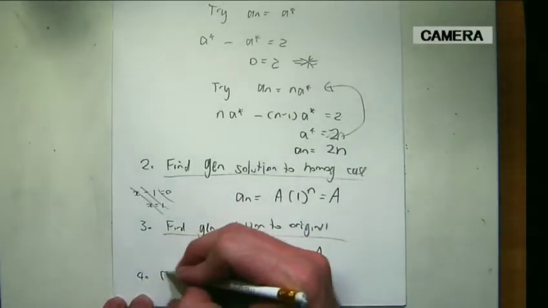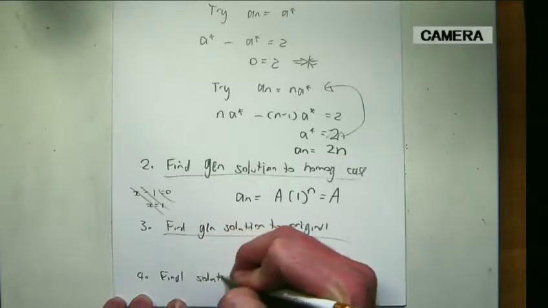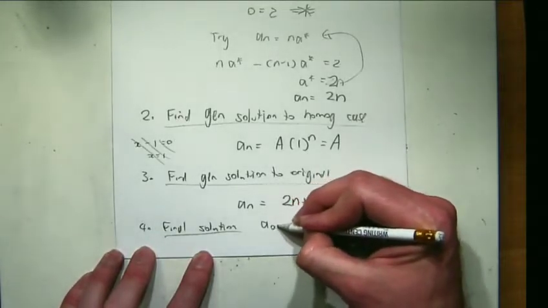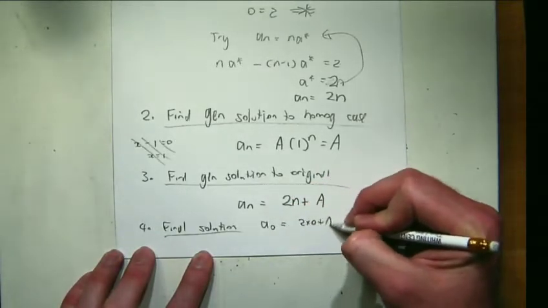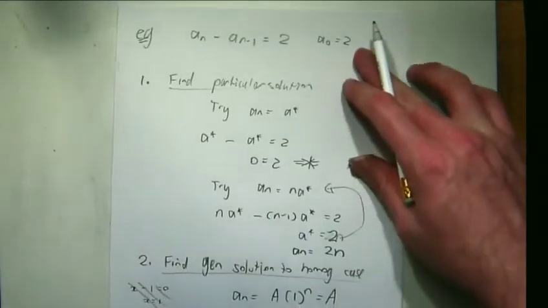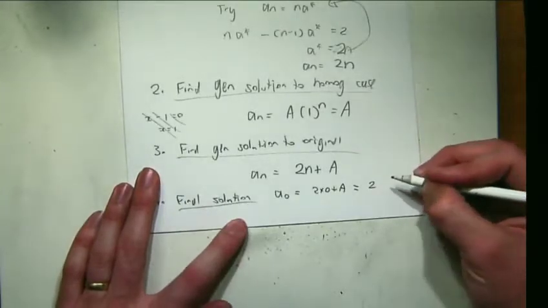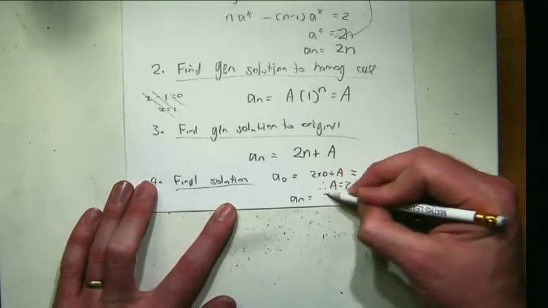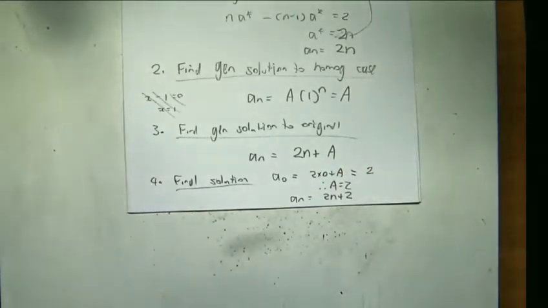And then step 4, final solution. I've got that a_0 would be 2 times 0 plus a, and a_0 was supposed to be equal to 2. And so therefore a equals 2, and so a_n is 2n plus 2. So overall, the first order ones are shorter, right, because they're first order. But it's the same process for both.